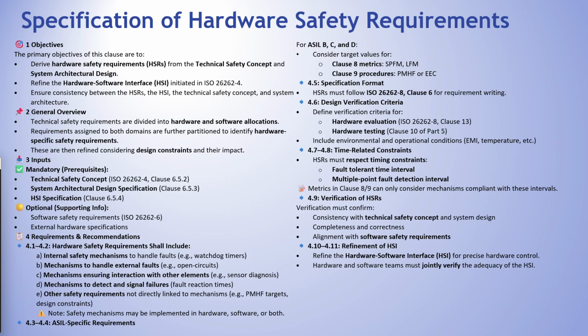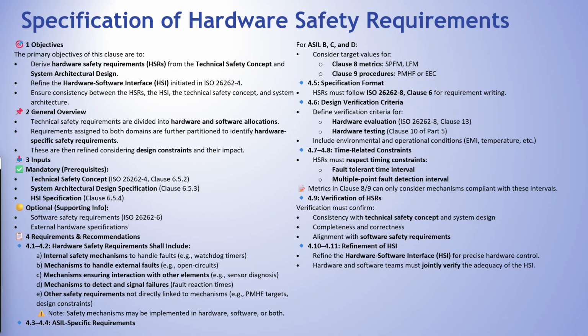Exactly. And these HSRs have to include specific details. Things like defining internal safety mechanisms, maybe a watchdog timer checking if a processor is still running okay, or specifying mechanisms to handle external faults, like if a wire breaks, an open circuit. How does the hardware deal with that? They also need to specify how failures are detected and signaled. And crucially, define things like fault reaction times. How fast does it need to react when something goes wrong? Milliseconds, often. And importantly, this is where targets for metrics like PMHF come in, along with other design constraints. We'll get more into PMHF soon.